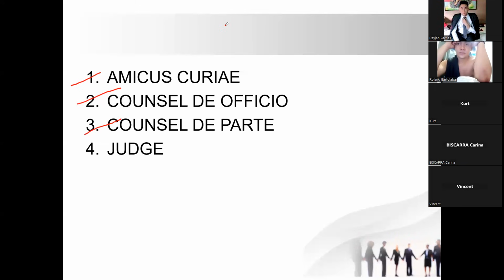Sino yung tinatawag natin na counsel de parte? High lawyer, private attorney. Okay, so ayan, very good na mga sagot ninyo class. That's very positive. Private lawyer. Okay? Then of course, we have number 4, judge. Sino naman or anong tawag natin kay judge class in any criminal or any investigative gatherings or proceedings?